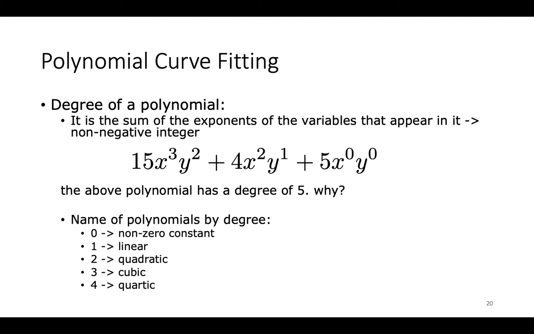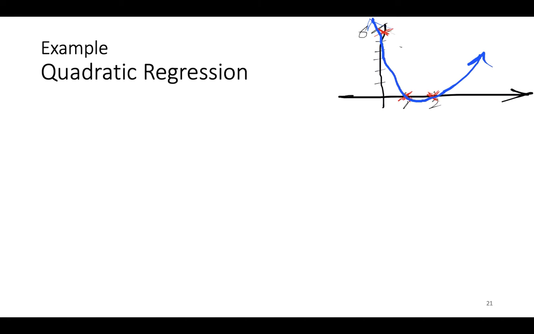So for the second degree, our linear regression becomes a quadratic regression, right? As an example, we have these three points again. So (0, 6), (1, 0), and (2, 0), okay? So now, instead of fitting a straight line, we are trying to fit a quadratic line, right? A degree of 2.